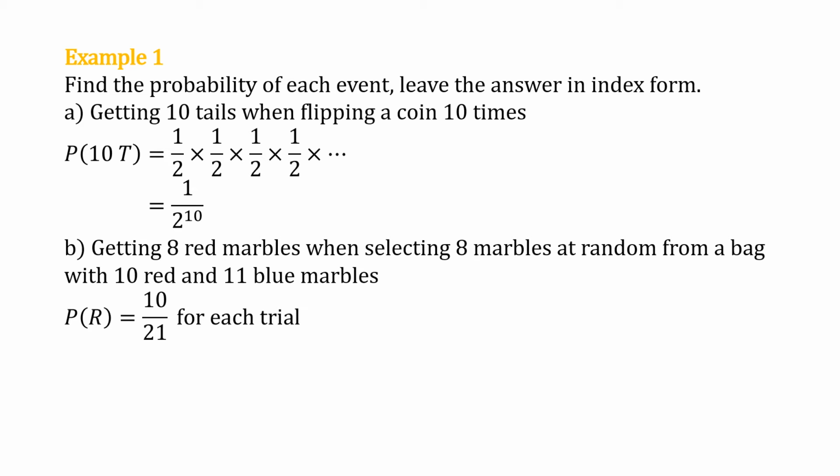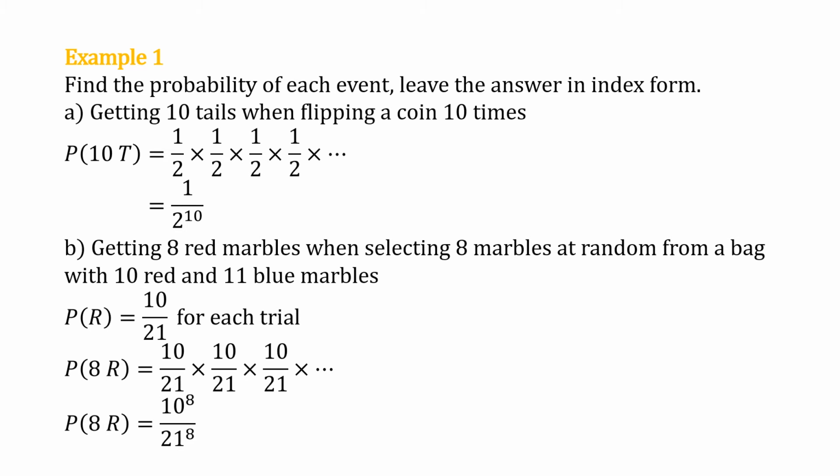Therefore, the probability of getting 8 reds is 10 over 21 times 10 over 21, 8 times. If I multiply those together, we have 10 times 10 times 10, 8 times on the top, and 21 times 21 times 21, 8 times on the bottom. So it's 10 to the power of 8 over 21 to the power of 8. So our probabilities for both those examples stay the same.